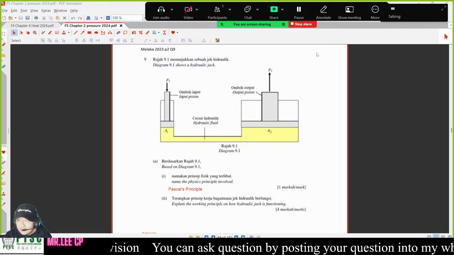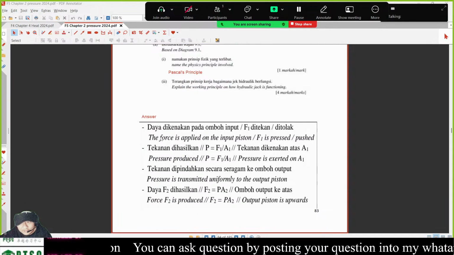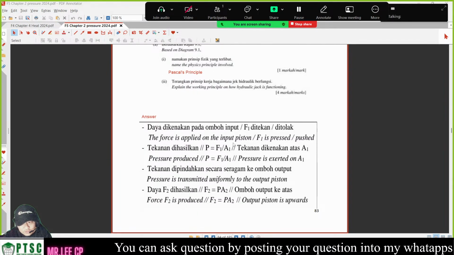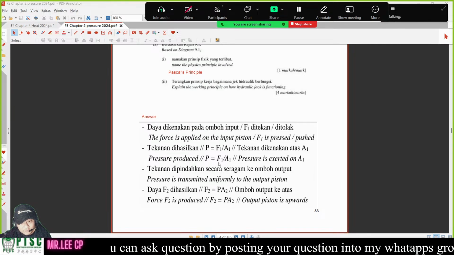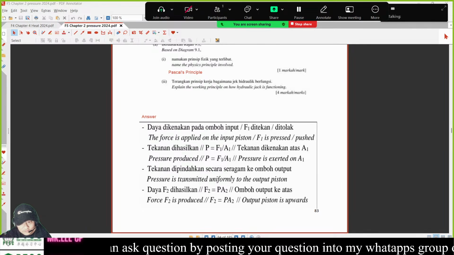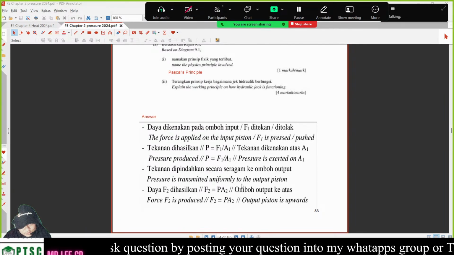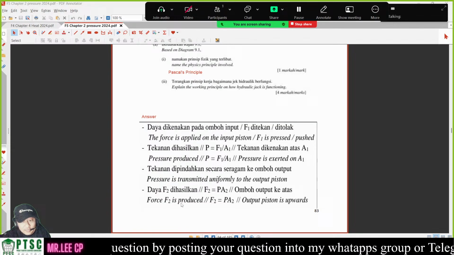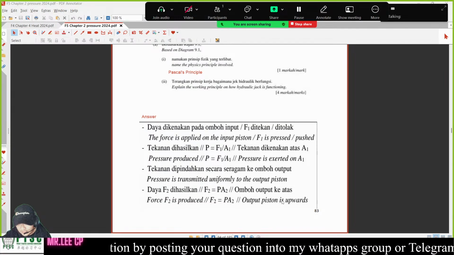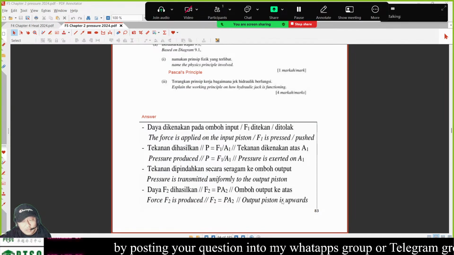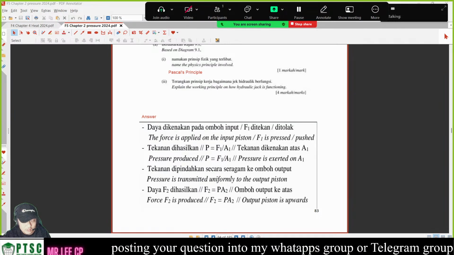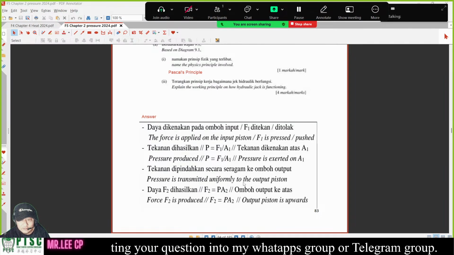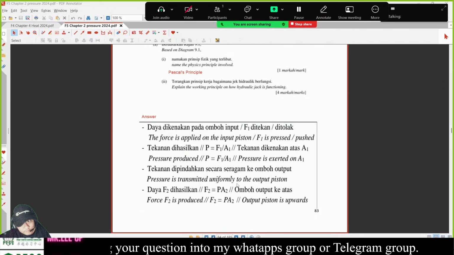Okay. Now you see how the marks are given. The force applied, I get the first mark. Pressure, you get the second mark. Pressure uniformly transmitted, third mark. And then force 2, the output, maybe I don't have, so I get 3 marks. Alright, this question you can get 2 marks, then okay already. Make sure you know how to write it.